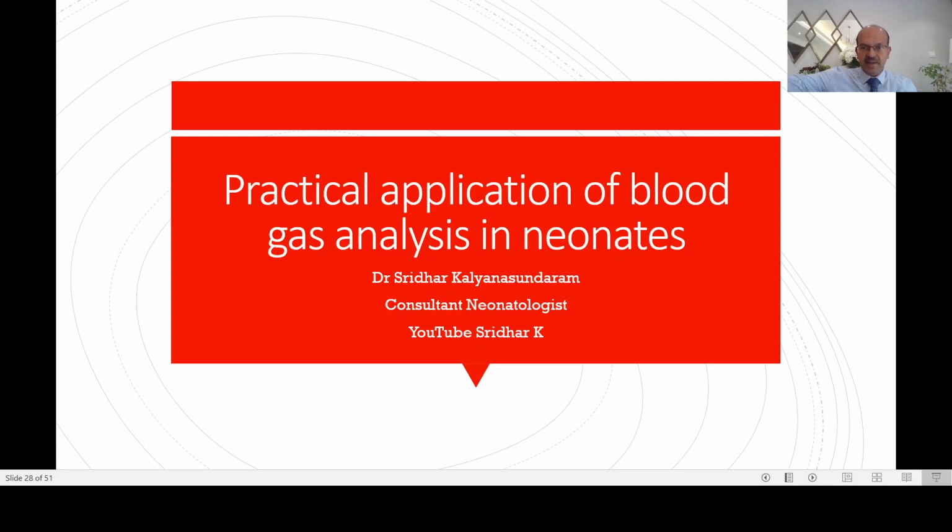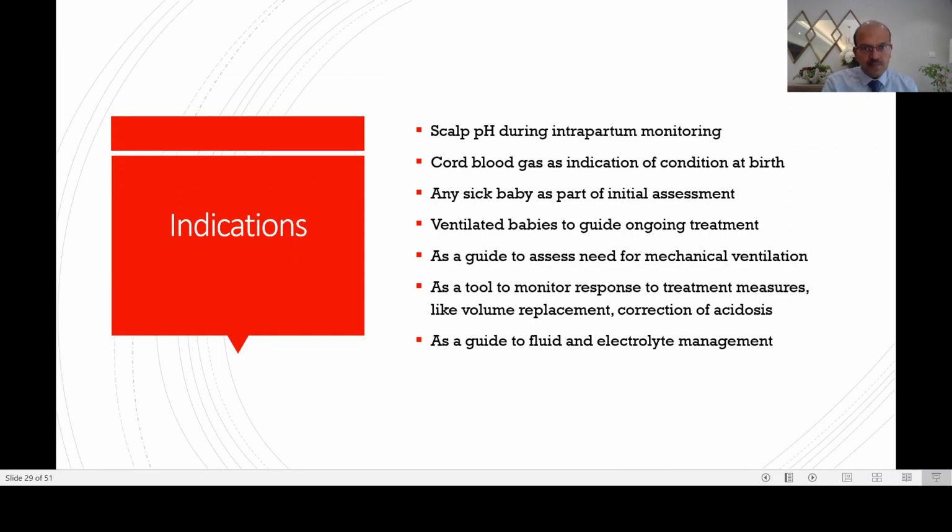We will be looking at the practical application of blood gas analysis in neonates. So we have different settings where we do the blood gas analysis in clinical situations. The scalp pH can be measured during intrapartum monitoring where there are abnormal cardiotocographs.